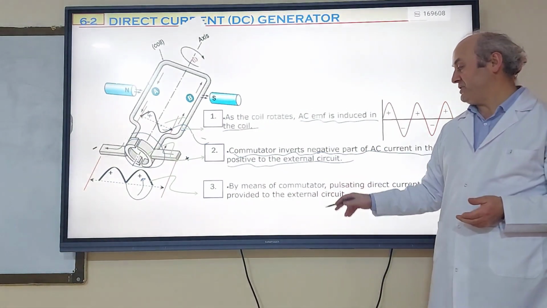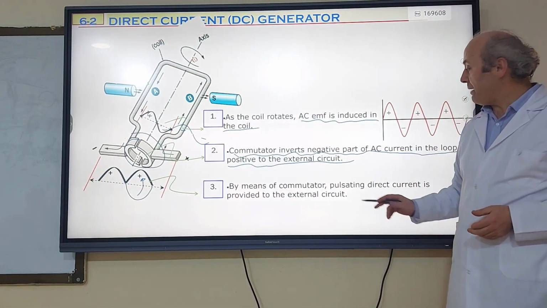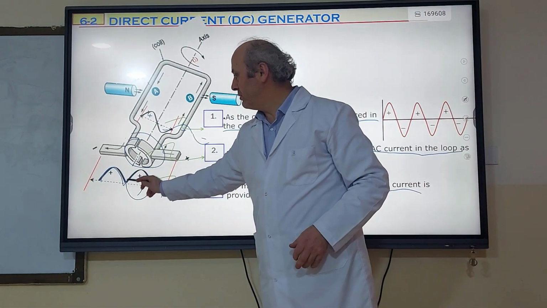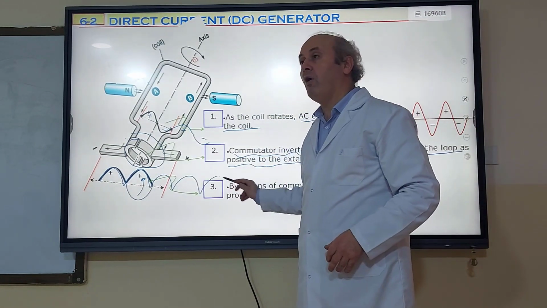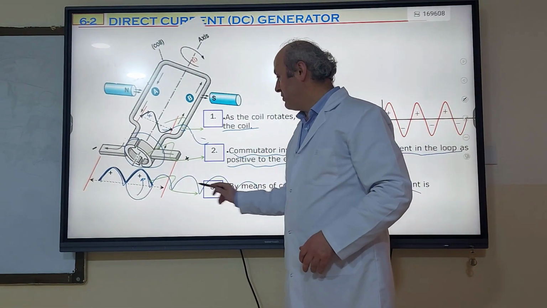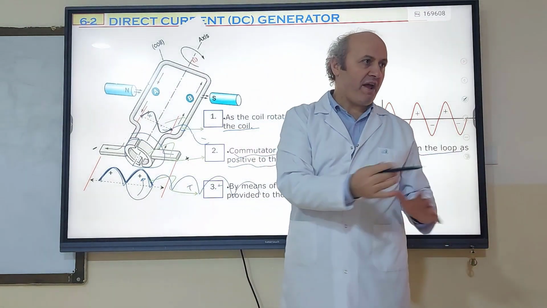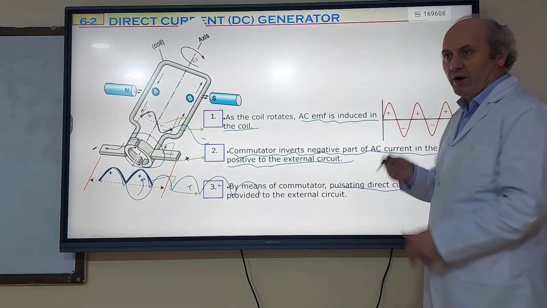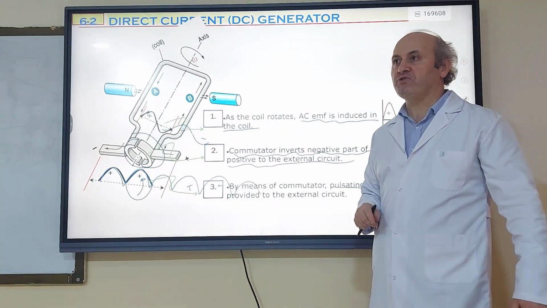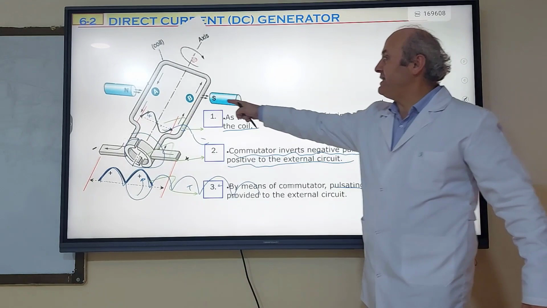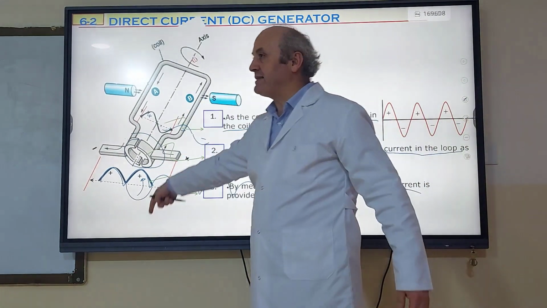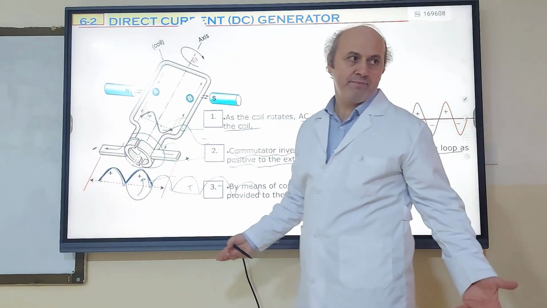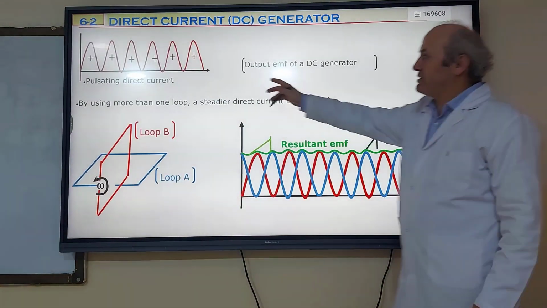By means of commutator, we are going to get a pulsating direct current, like a pulse. 1, 2, 3, 4, all are positive pulses, never negative. Or all are negative, never positive, one directional. So then the question: which of the following components of a DC generator converts AC EMF in the loop to the pulsating direct current in the outside? Commutator does this.